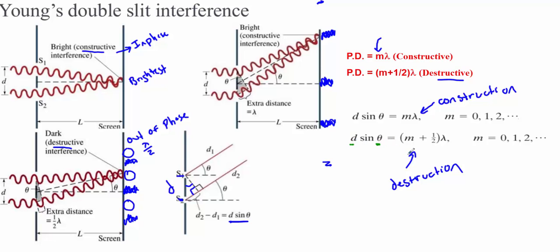And one more time, d is the distance between the openings. Theta is the angle between the center line and where the bright spot lands on the screen. M is the actual maxima or minima we're looking at. And then lambda is the wavelength of the source of light that's creating this entire diffraction interference pattern. Alright, that's it for double slit. We're going to get to some more complex scenarios in the future.